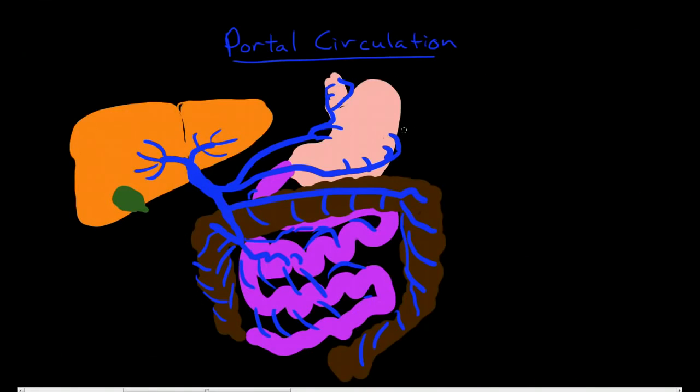Okay, so the portal vein. The portal vein is the vein that drains the entire GI tract from the distal part of the esophagus through the stomach, the small bowel, the colon, all the way down to the rectum. So it drains almost the entire GI tract from the distal esophagus to the rectum.